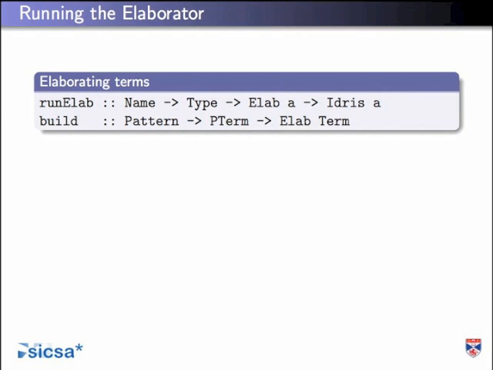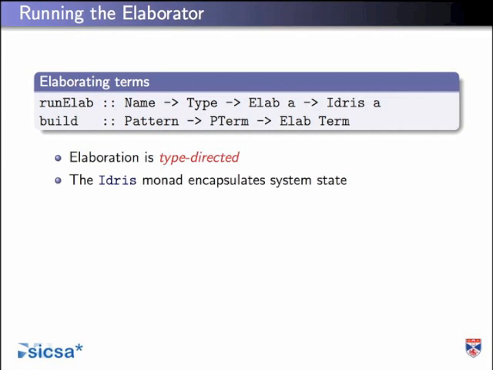So to run the elaborator, we give it a name and some type. This starts up the type-directed elaboration process. We give it a tactic. This tactic is probably going to be some giant tactic that describes the entire program. And if we're lucky, that'll come out with something in our outer monad. So you'll notice that elaboration is type-directed. We've got an Idris monad that encapsulates all of the state that we have in the system.